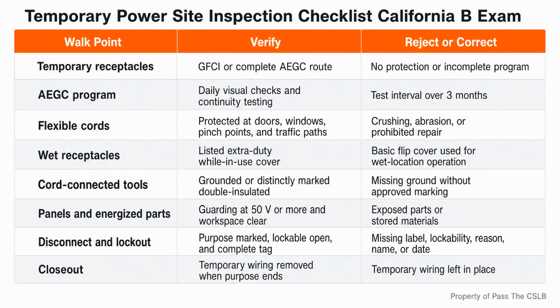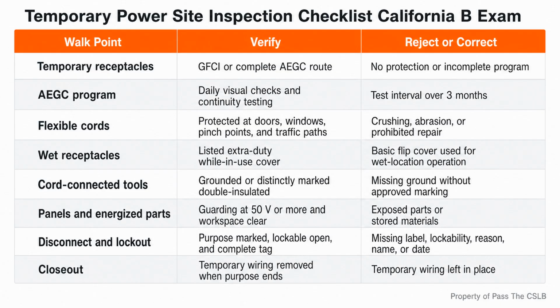The checklist on screen follows that same walk. Source, receptacle protection, program records, cords, wet location covers, tools, panels, disconnects, and closeout. It is not a substitute for the electrical trade or the site safety program. It is a supervision framework for catching visible conditions before they become accepted habits.